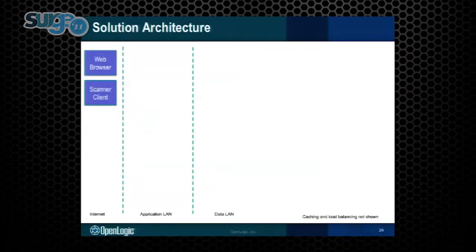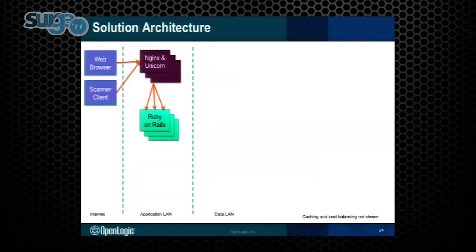And solution architecture looks like this. We have Nginx and Unicorn. If you're not familiar with Nginx, like an Apache competitor, Unicorn's like an app server for Ruby on Rails apps. So we have Ruby on Rails. It kind of takes the front-end scan request coming in, puts in some metadata information about the customer, things like that in MySQL. So we do have a relational database.